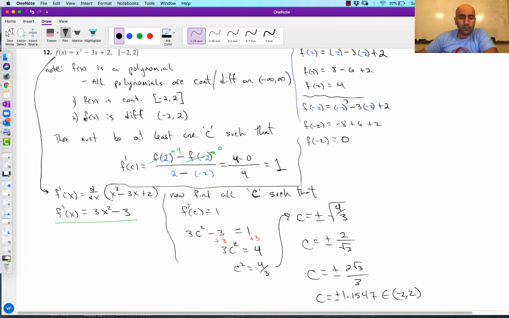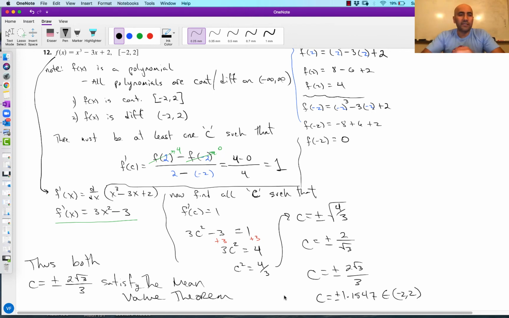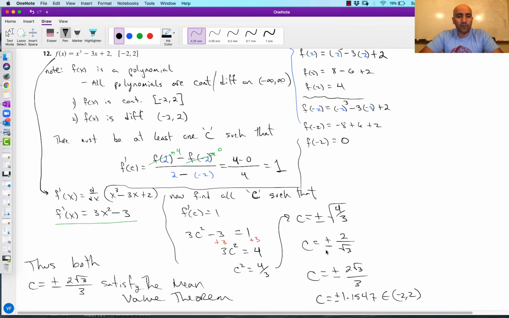So thus, both c equal to plus and minus 2 root 3 over 3, both of those points satisfy the mean value theorem. Let's confirm it with Desmos.